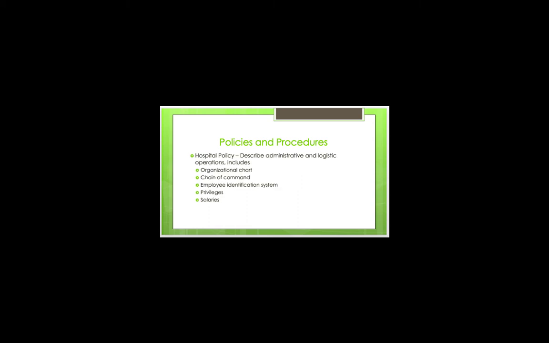So, what kinds of information will you find in your hospital policies and procedures? The policies will describe administrative and logistic operations, so how things should be done. This may include an organizational chart, which is a graph that looks almost like a family tree, demonstrates the structure and hierarchy of the hospital and how everything fits together. Other documents may include a chain of command and a description of the employee identification system, identification badges, for example, and when they're to be worn, etc.